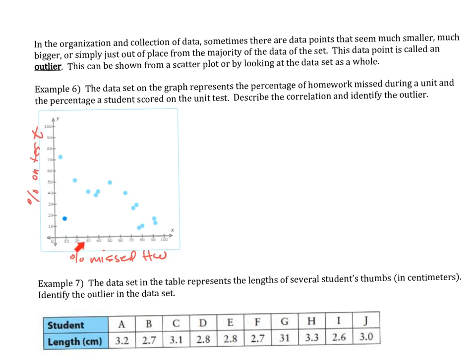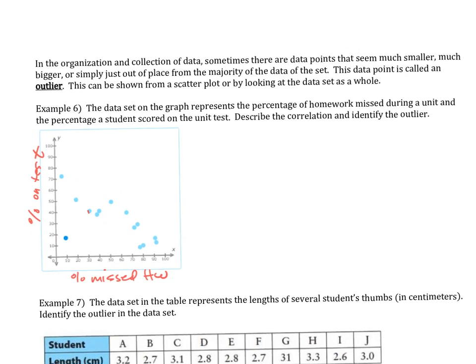So as the percentage of missed homework increases, the percent on the test decreases. It's a negative correlation. However, there's this one piece down here. That's a percentage of homework missed of 10, so about 10% of the homework missed. It's not very much, right? They did 90% of the homework, but the score on the test was rather low, right? So in this problem, we have one piece of data that doesn't really match the rest. This is a negative correlation, except for this one, which did a lot of homework but still scored low on the test. So that's an outlier in the data set. It doesn't go along with the other data points.